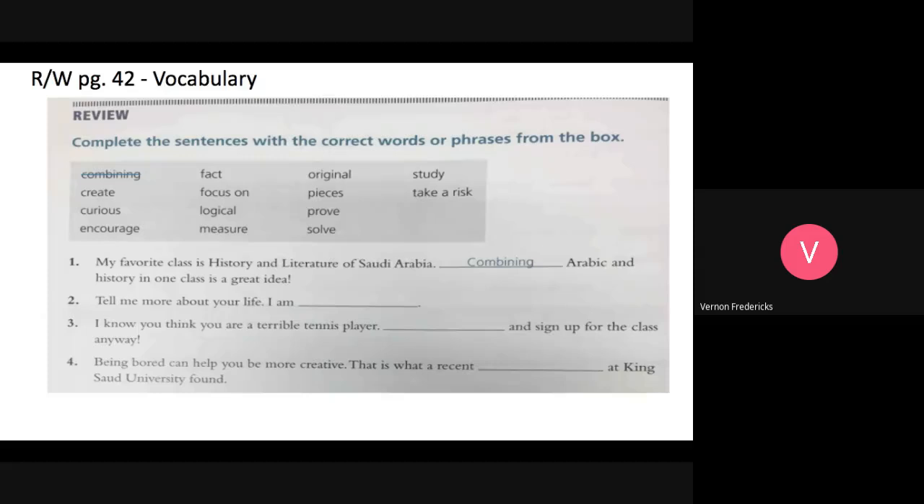Number four, being bored can help you to be more creative. That is what a recent study at King Saud University found. A recent study found. Okay, so students, I've helped you with three, yeah? Okay.